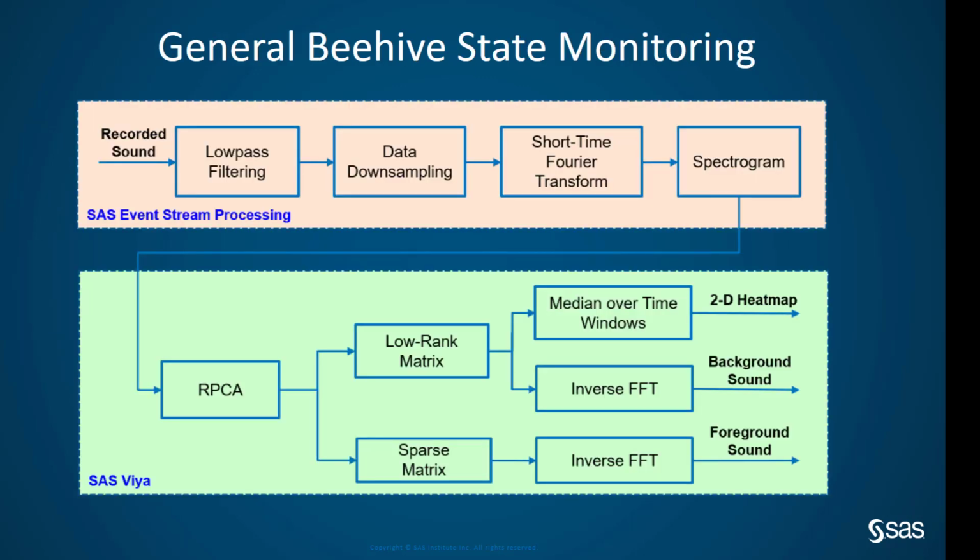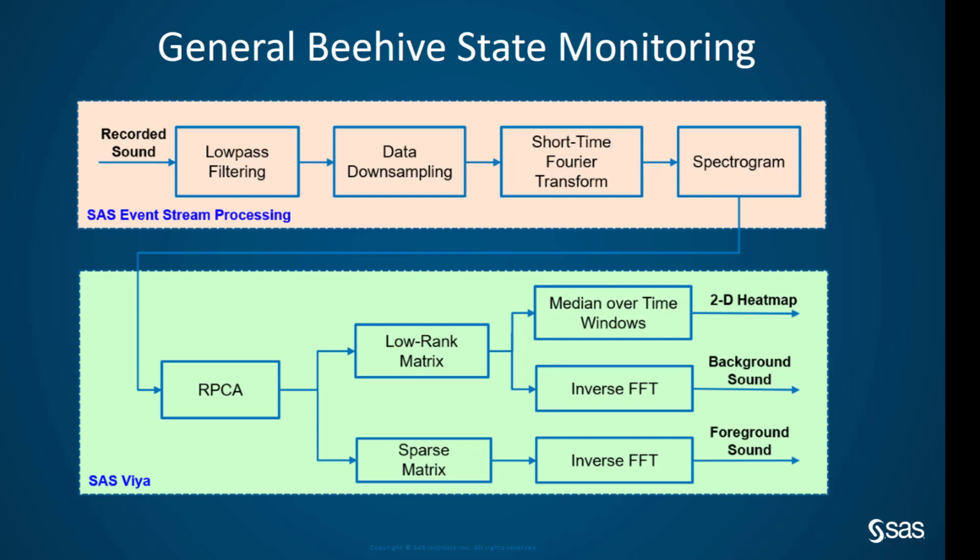This diagram shows how we process data for general beehive state monitoring. The recorded sound data is streaming in through the SAS Event Stream Processing product. The original recorded 48 kHz data is low-pass filtered and downsampled to 1/4 of the original sampling rate, now at 12 kHz. Then we apply the short-time Fourier transform to the data to generate the spectrogram, which is a two-dimensional time-frequency representation of the sound.